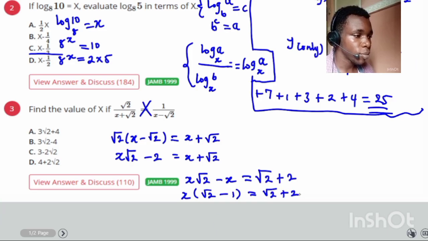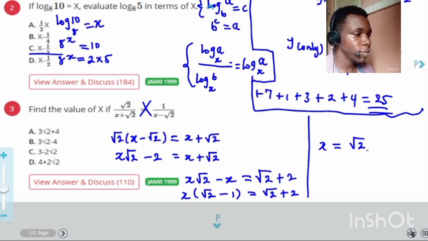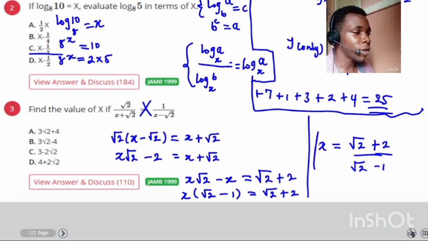All right, so since we are looking for the value of x, we are going to divide through by its coefficient, or its Surd expression, which is root 2 minus 1. All right, that will now give you something like this. X is equal to, all over. All right, the next thing we're going to do is to rationalize. We have to rationalize this to make it look like what we have in our option.